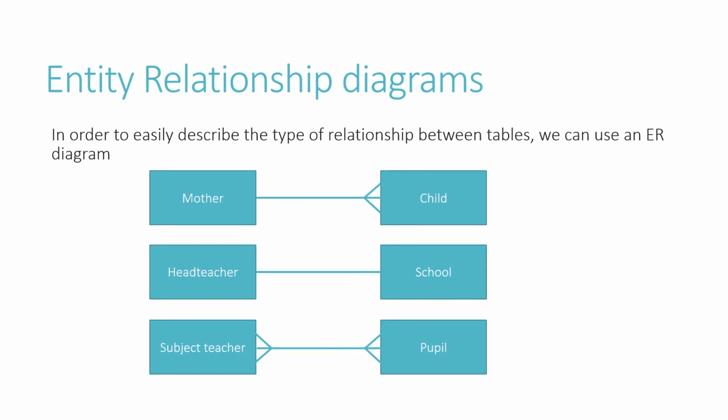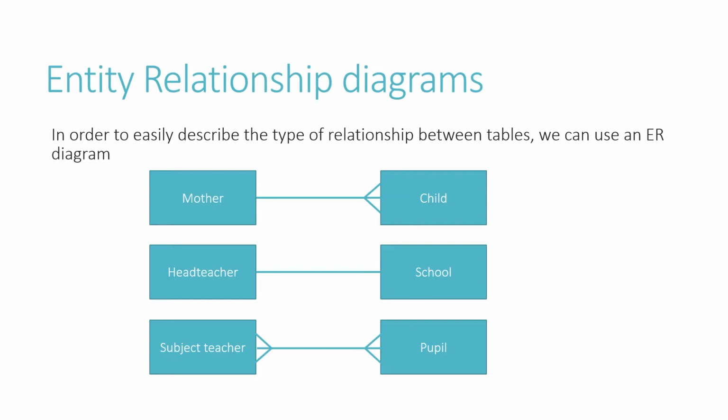In order to easily and visually describe the type of relationship between tables, we use what's called an ER diagram, Entity Relationship Diagram. Entity is another word for a table, so it's the relationship between the two tables. Here you can see three types of relationship. The one side is indicated by a straight line, and the many side is indicated by the crow's feet, that trident sort of shape.